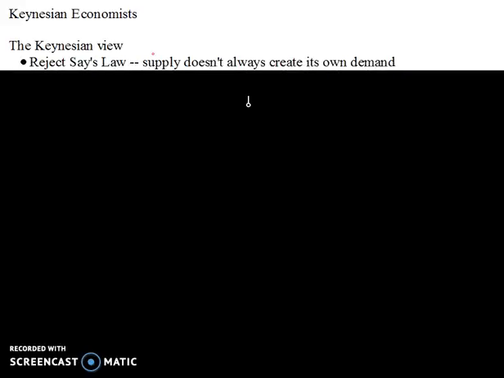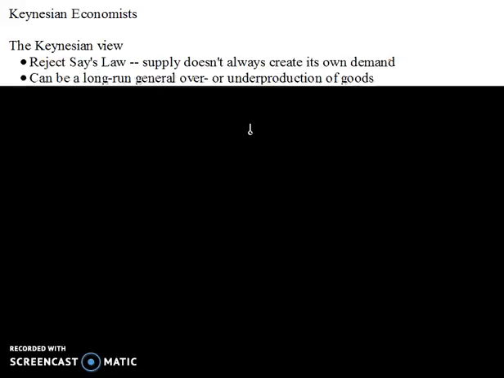So the classical economists, we said they believed in what they call Say's law. You can see that on one of the previous videos. Supply creates its own demand. The Keynesians are going to reject that. They're going to say supply doesn't always create its own demand. So that process is going to break down. That idea that by producing something, you provide workers with the income to then go buy it, that process is sometimes going to break down. It's not always going to be true.